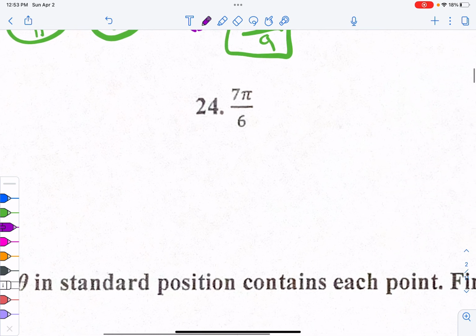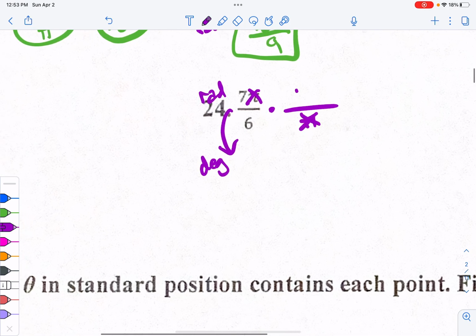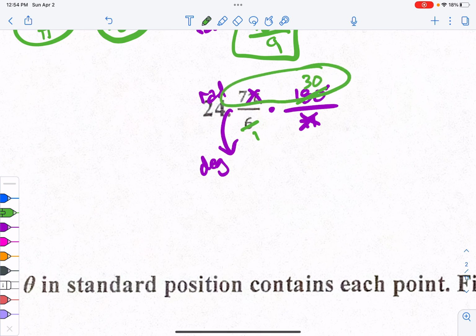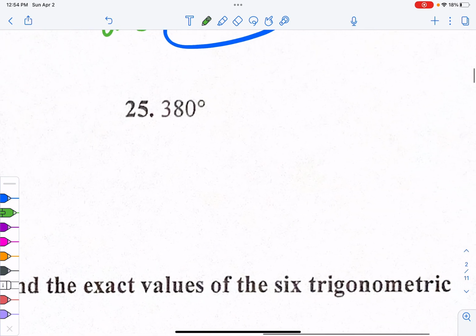This one is a radian. We're going to degrees. And I'm going to put pi on the bottom so that it cancels here and cancels here, and 180 goes on the top. And then I'm going to reduce my 6 and 180 and they become 1 and 30, and then all I have to do is multiply 7 and 30, which is 210 degrees. There we go.